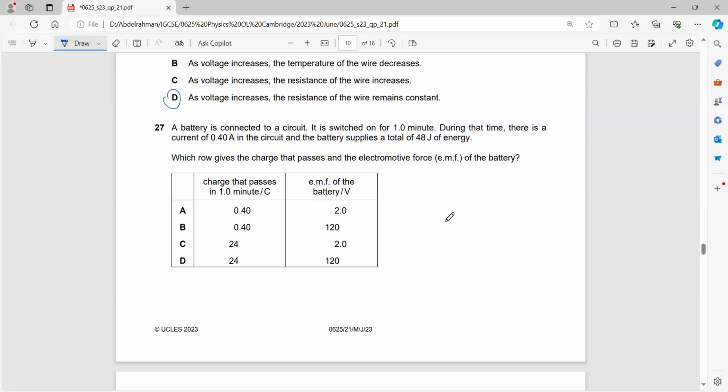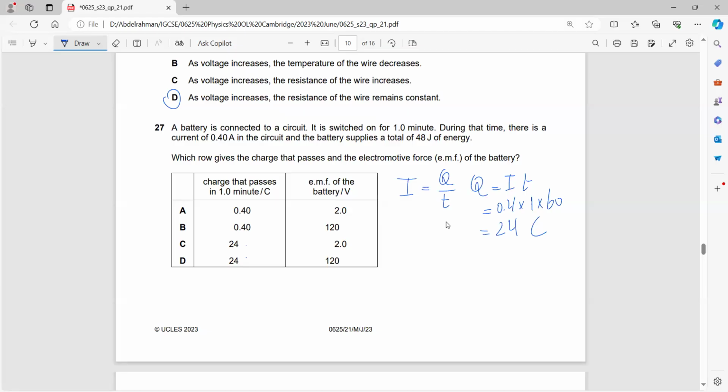You can find the charge using one of two equations. I actually have many equations, but let's use the easier one. I equals Q over T, in which Q equals IT. I is 0.4 times the time, which is 1 minute, but you have to convert it to seconds. So 0.4 times 1 times 60 would be 24 coulombs. Okay, so it's either C or D. How can I find the EMF?